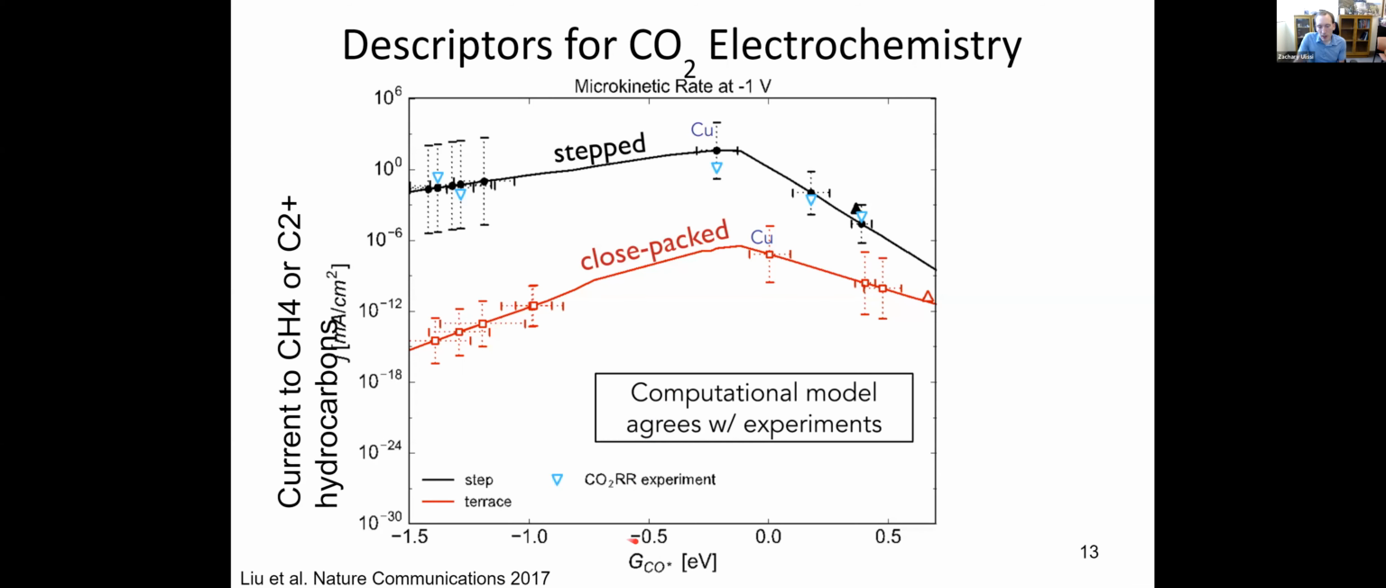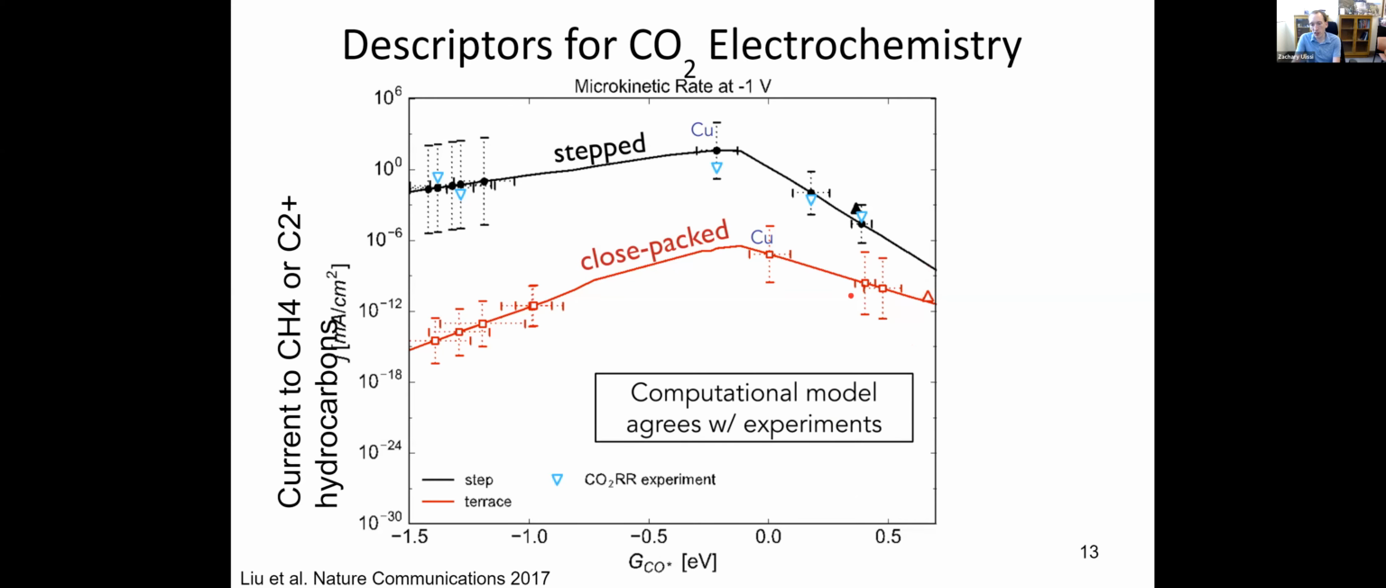Using this really, really simplified descriptor of the CO binding energy, we can rationalize why copper is special. On the x-axis is the CO binding energy, the free energy of CO. On the y-axis is the partial current of methane or a C2 hydrocarbon. So we want this to be higher. And what we see is that on the right-hand side here, if your CO binding energy is too weak, you make CO, it leaves the surface, and you bubble off a bunch of CO.